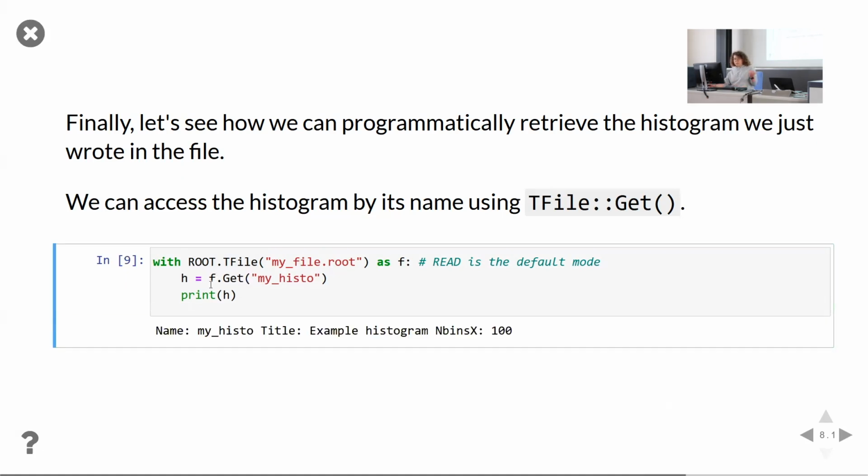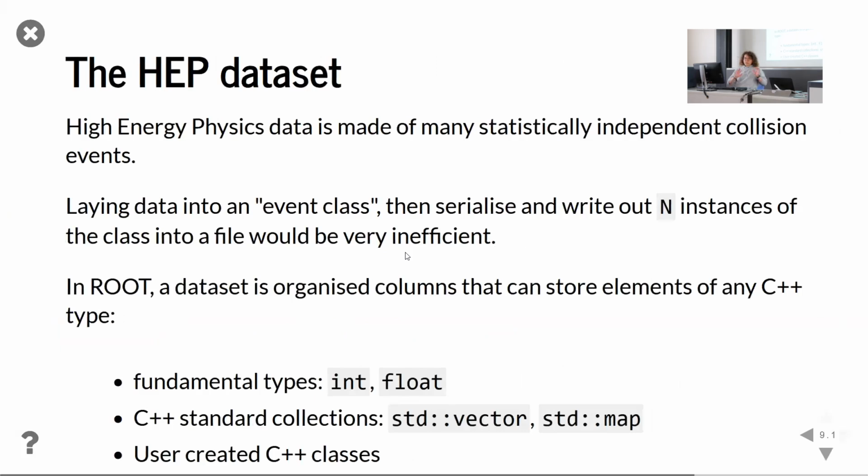Exactly. So now we open the file, we get it, and we can verify here that we have a histogram called myhisto with 100 bins, which is exactly what we created. So that's files in general.